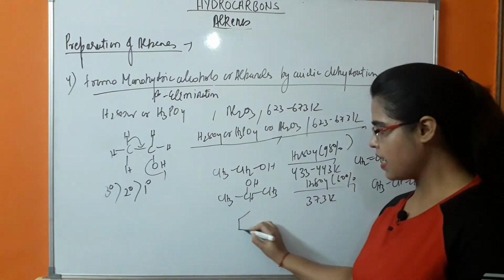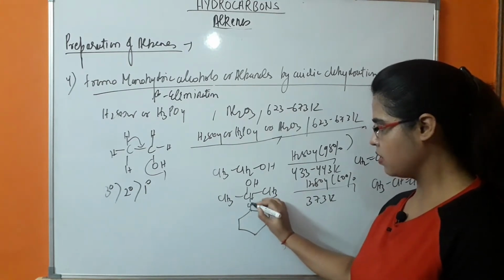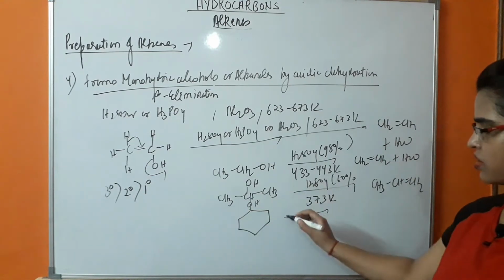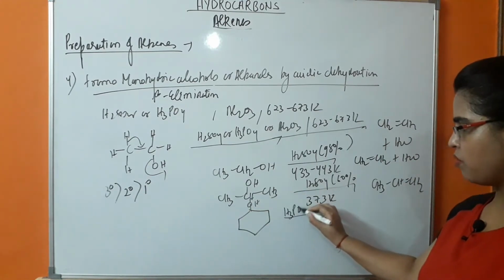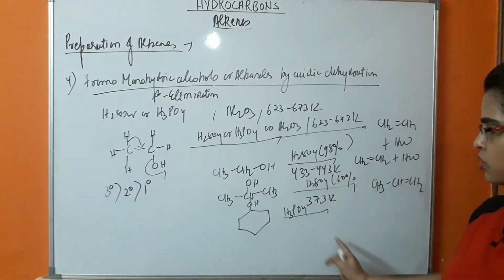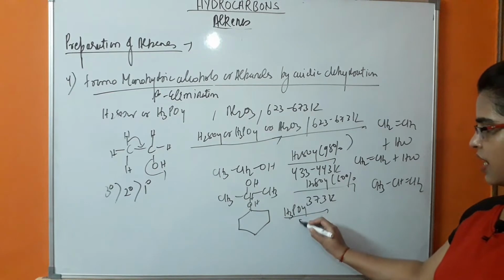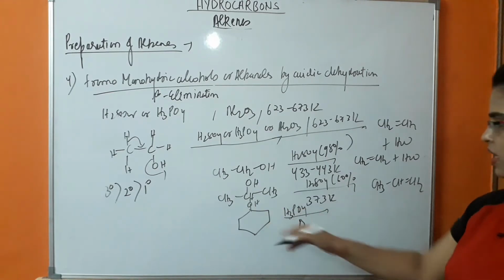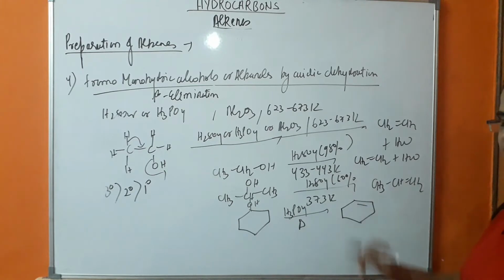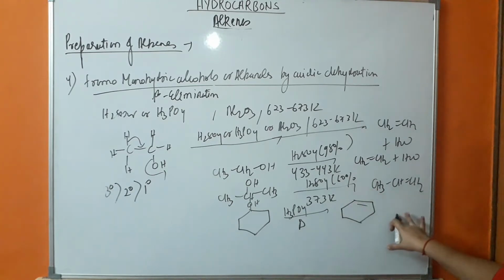If there is a cyclic system, then the mineral acid taken is H3PO4, which is mild in comparison to H2SO4. The reaction will occur in the presence of heat and there will be formation of cyclic alkene.